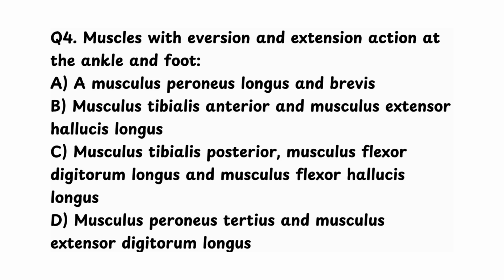Question number 4. Muscles with eversion and extension action at the ankle and foot. A. Musculus peroneus longus and brevis. B. Musculus tibialis anterior and musculus extensor hallucis longus. C. Musculus tibialis posterior, musculus flexor digitorum longus and musculus flexor hallucis longus. D. Musculus peroneus tertius and musculus extensor digitorum longus.